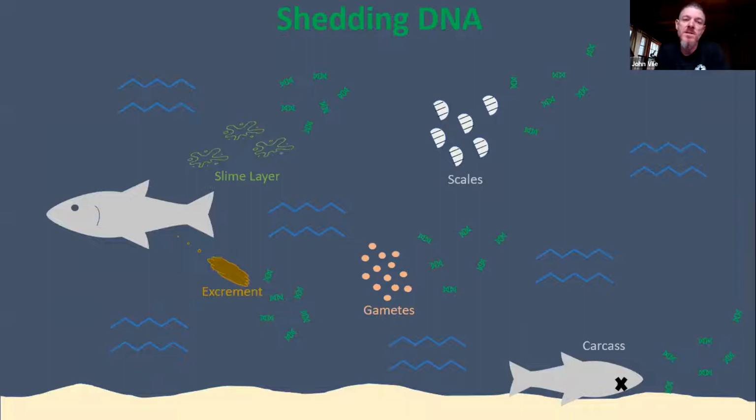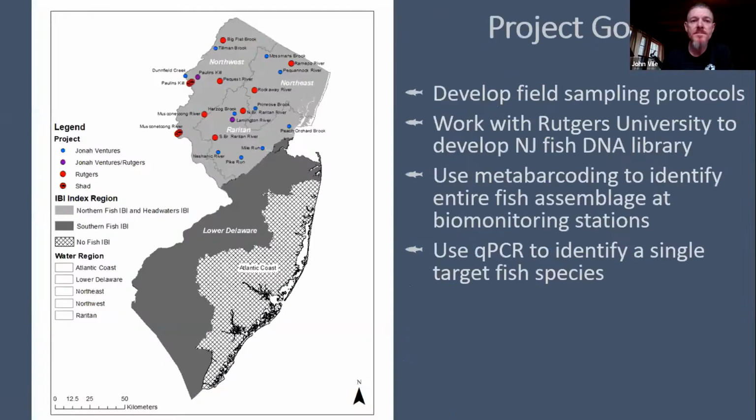The ways in which fish shed DNA are throughout their slime layer, excrement, scales, gametes, and carcasses also give off DNA. So in 2020, under COVID, we weren't able to work in our normal 4 to 6 person crews to do our IBI work. So we began a little bit of collection of DNA with a consultant in Colorado, Jonah Ventures, and also Rutgers University. And then last year in 2021, we piloted a project with Rutgers University.